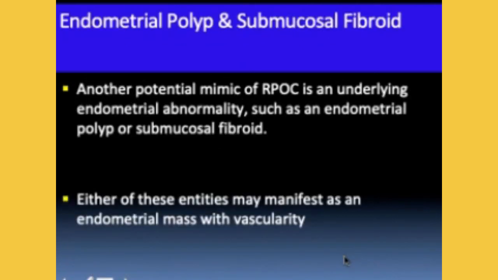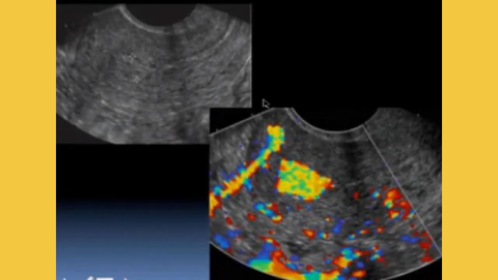Endometrial polyps and some mucosal fibroids can also present as RPOC, but need to be dealt with from the clinical perspective. So here we are seeing a very small lesion, but when we put the color Doppler, we are seeing marked vascularity. So that was actually a vascular polyp.